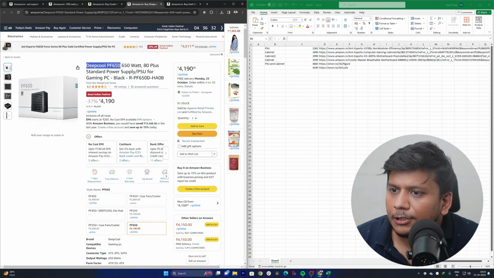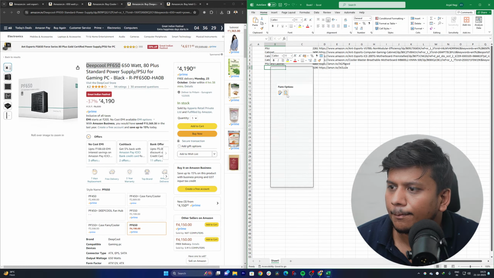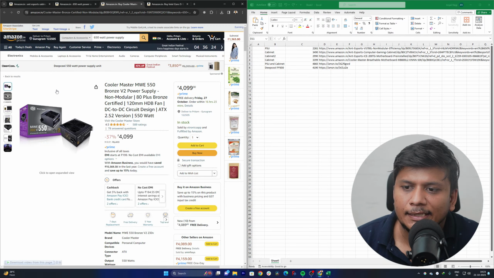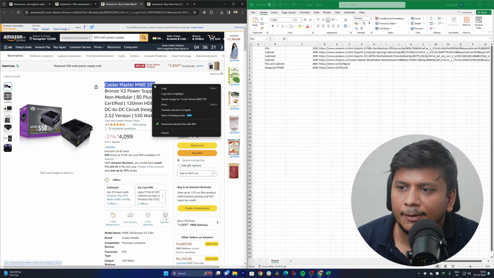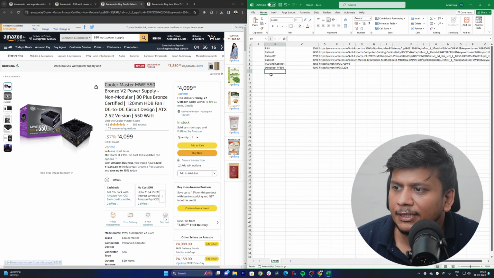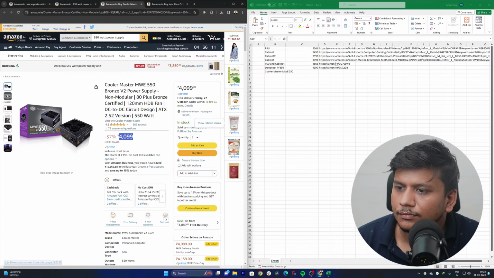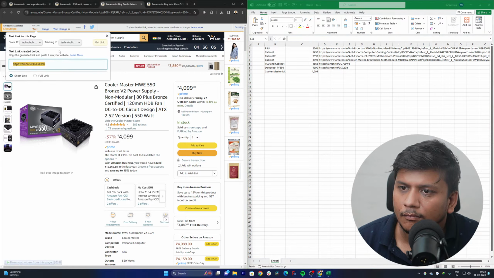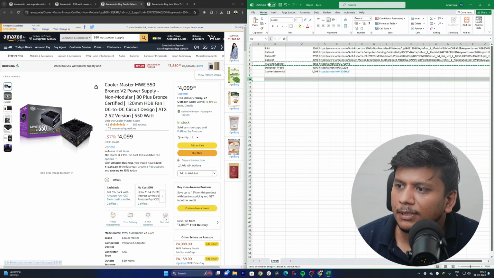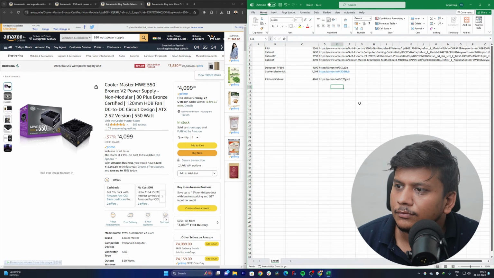So Deepcool 650. Now let me close this one. Then we have this Cooler Master MWE. Both of these supplies are bronze certified. Let me take out this PSU and cabinet and place it here.